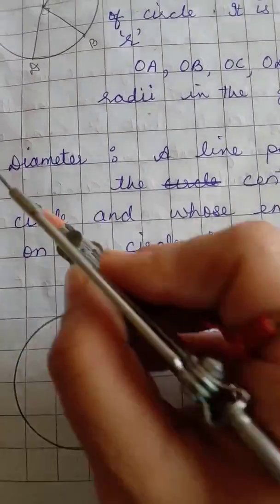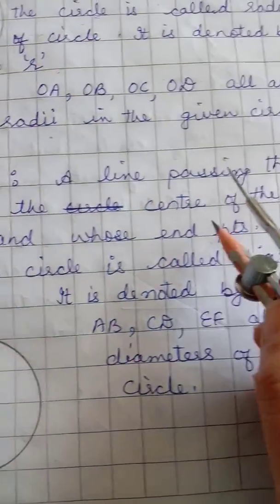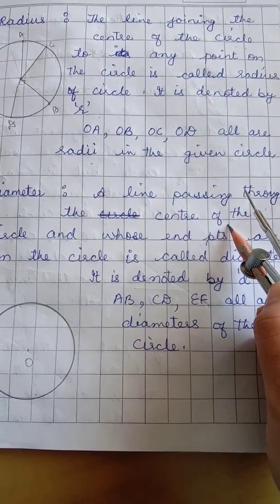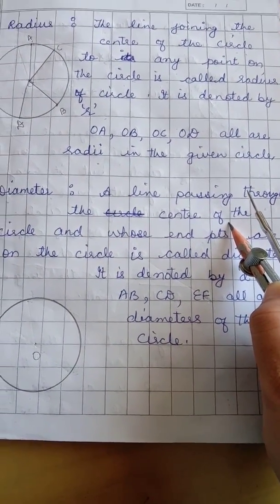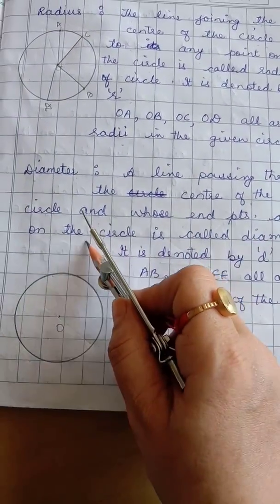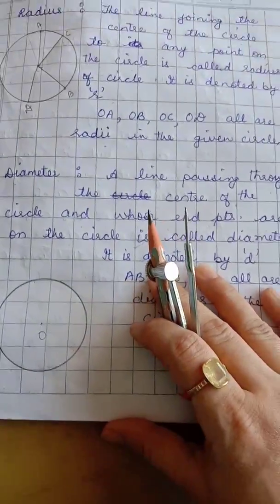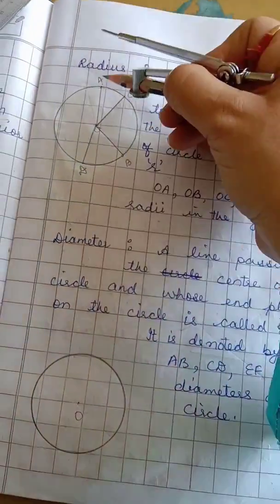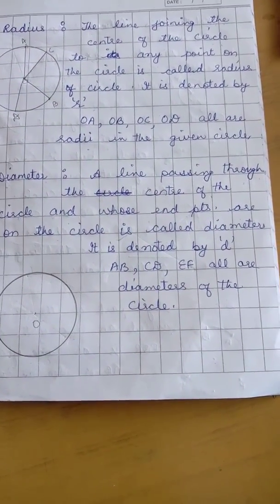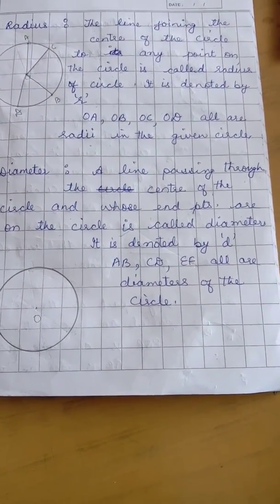Next term is diameter. What is diameter? It is a line passing through the center of the circle. It means this line passes through the center of the circle and its endpoints are on the circle. This line has 2 endpoints. Radius had 1 endpoint, but diameter has 2 endpoints, and this line passes through the center.